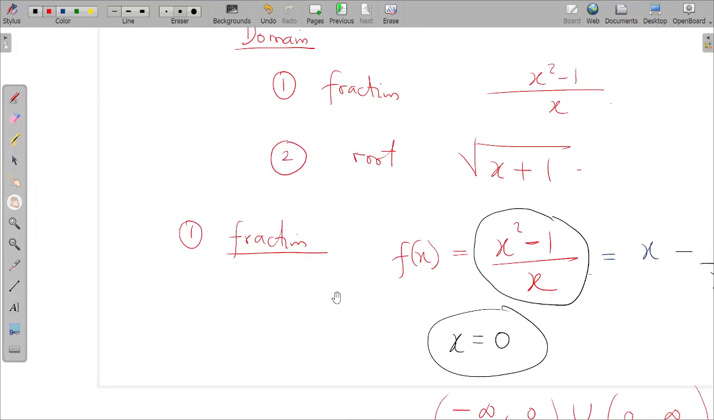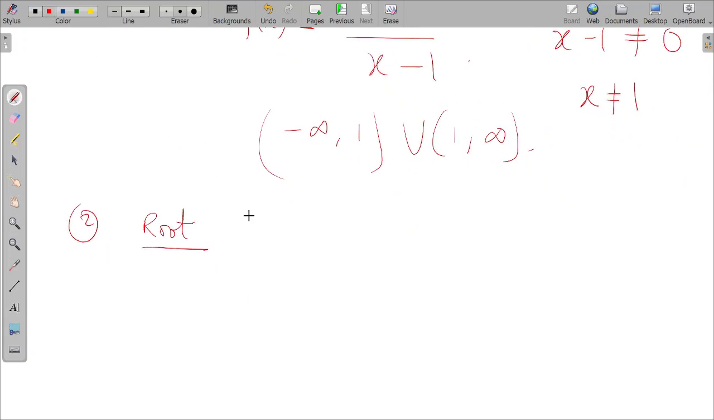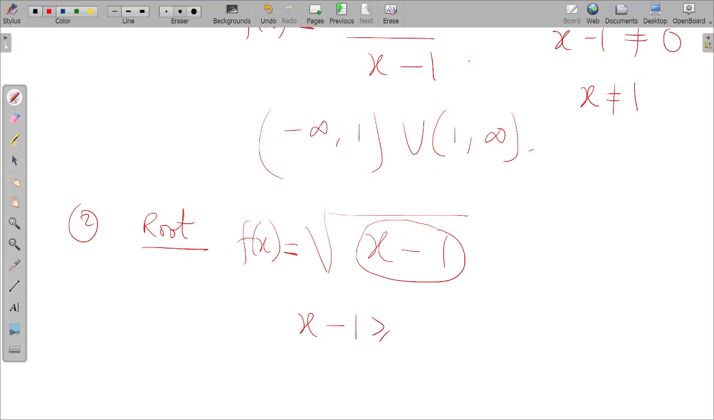That is the first part. The second one is when we have roots. When we have a root, we don't want a negative inside the root. So if we have a function like this, we don't want what is inside the root to be negative. So we write the domain of this function will be when this is greater than or equal to 0. That is the domain of it.